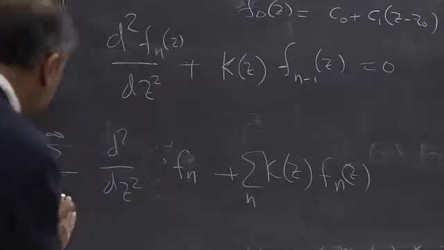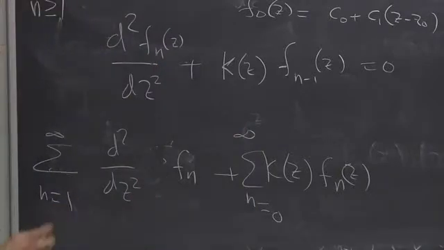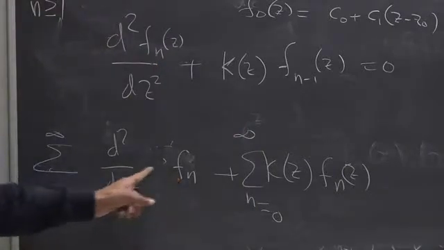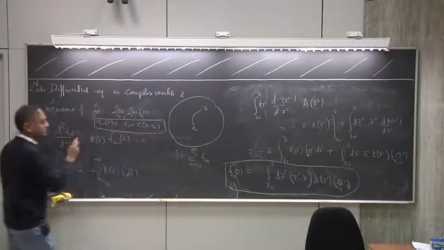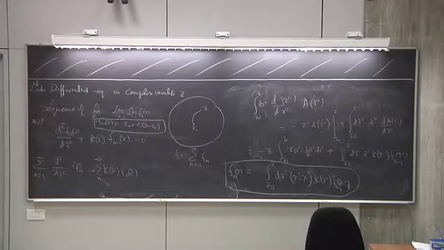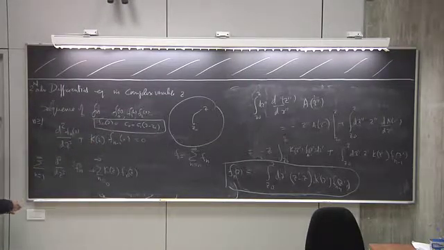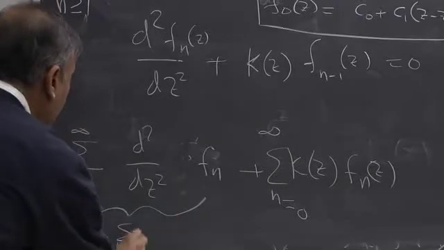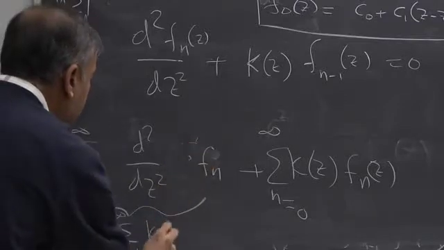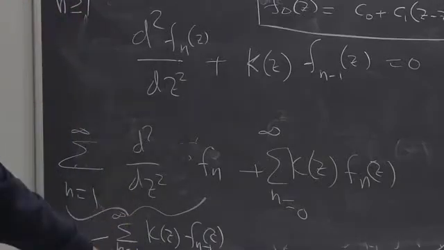So really the second sum goes from 0 to infinity, but the first sum really goes from 1 to infinity, because the 0th term was vanishing. That was because of this choice: we have chosen that f0 is a linear function of z. For this reason, it starts from n equal to 1. But for n equal to 1 onwards, we have this recursion relation. So this quantity is nothing else but minus the sum from n equal to 1 to infinity of k(z) times f_{n-1}(z). That is what this quantity becomes.